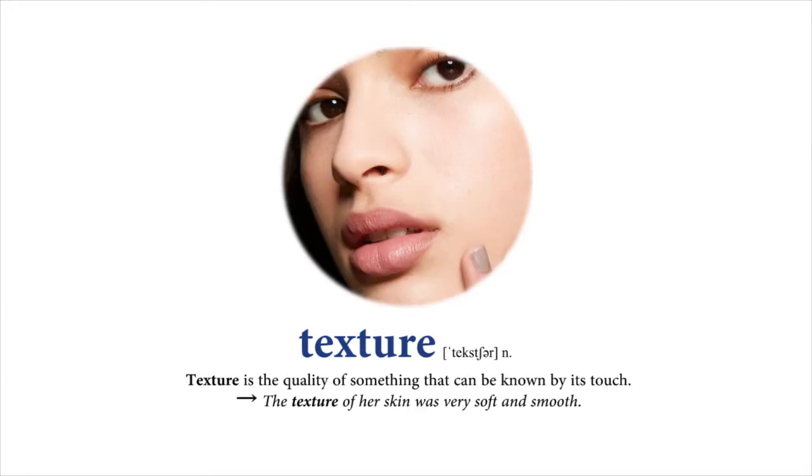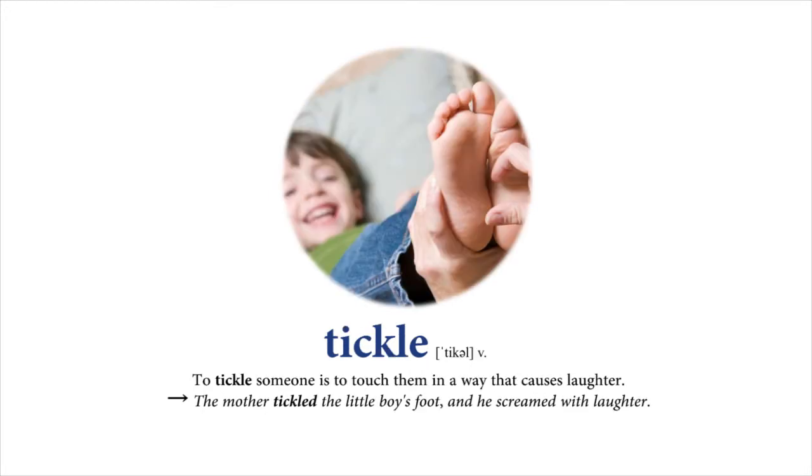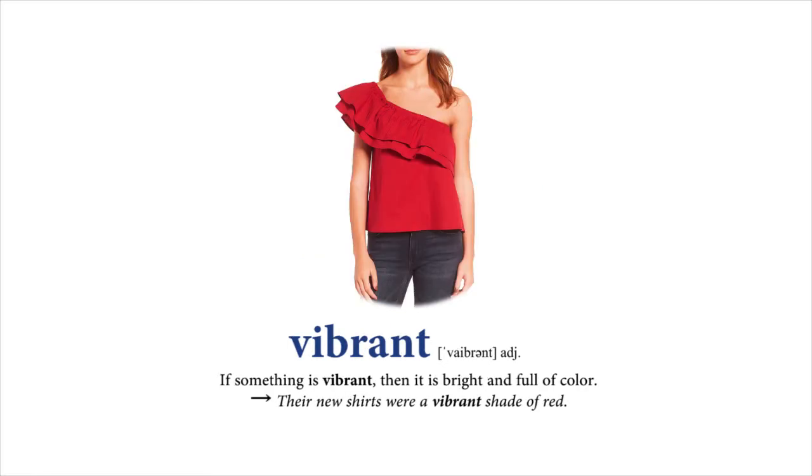Texture. Texture is the quality of something that can be known by its touch. The texture of her skin was very soft and smooth. Tickle. To tickle someone is to touch them in a way that causes laughter. The mother tickled the little boy's foot and he screamed with laughter. Vibrant. If something is vibrant, then it is bright and full of color. Their new shirts were a vibrant shade of red.